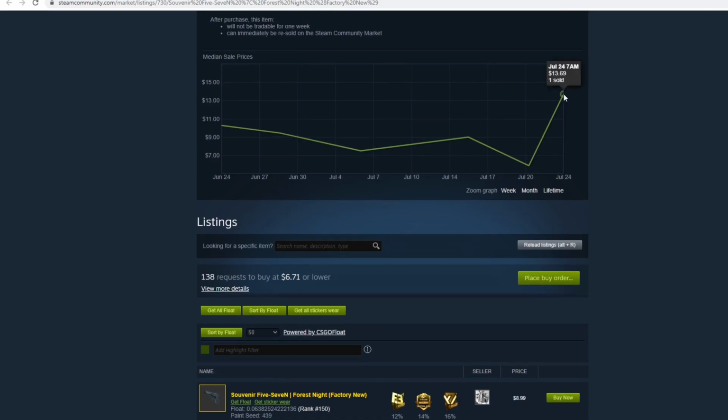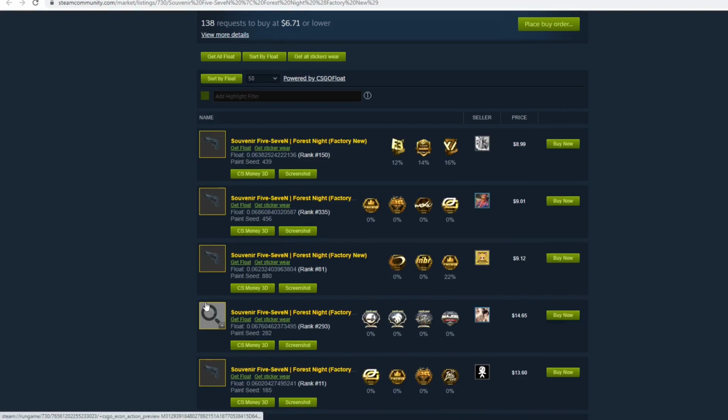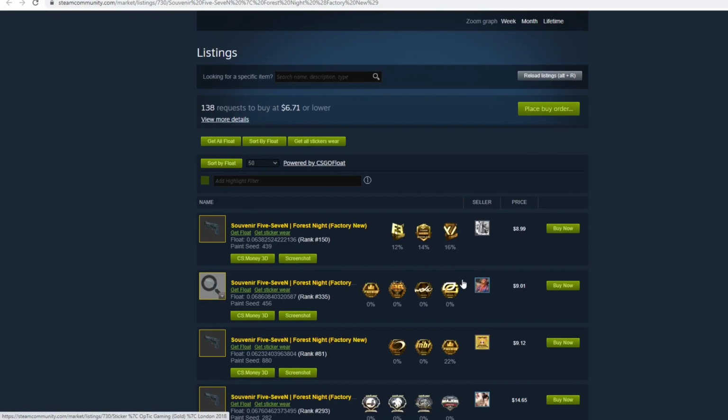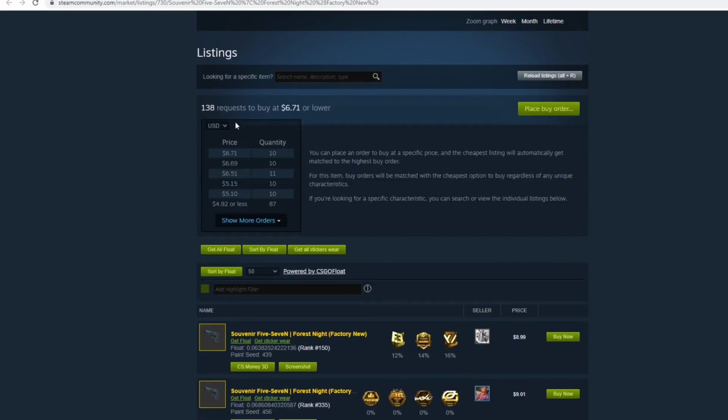As you can see, someone bought one here, $13.69, obviously wasn't the cheapest one. So people don't go with the cheapest one when it's a souvenir like this. And even though there is a large price discrepancy here, I would personally avoid it. I don't think it's a very good buy.